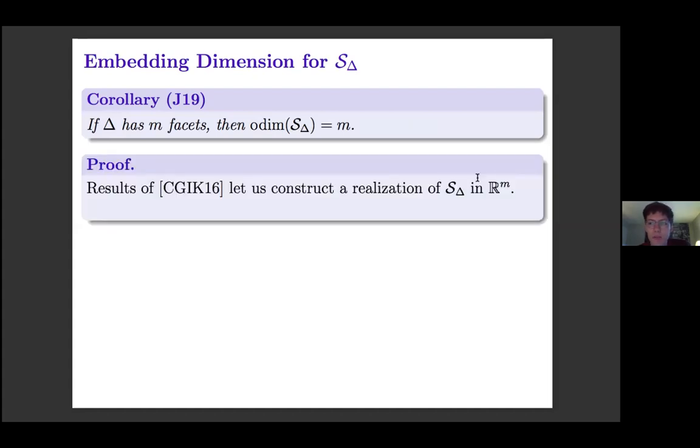And here's the proof. On the one hand, I can find a realization in Rm using some past results that people have about intersection complete codes. On the other hand, I can't find a realization in a lower dimension because of this structure in minors in this partial order on all codes. I know the open dimension of Sm is equal to m, and it's a minor of S delta, so this open embedding dimension of S delta is at least as large.